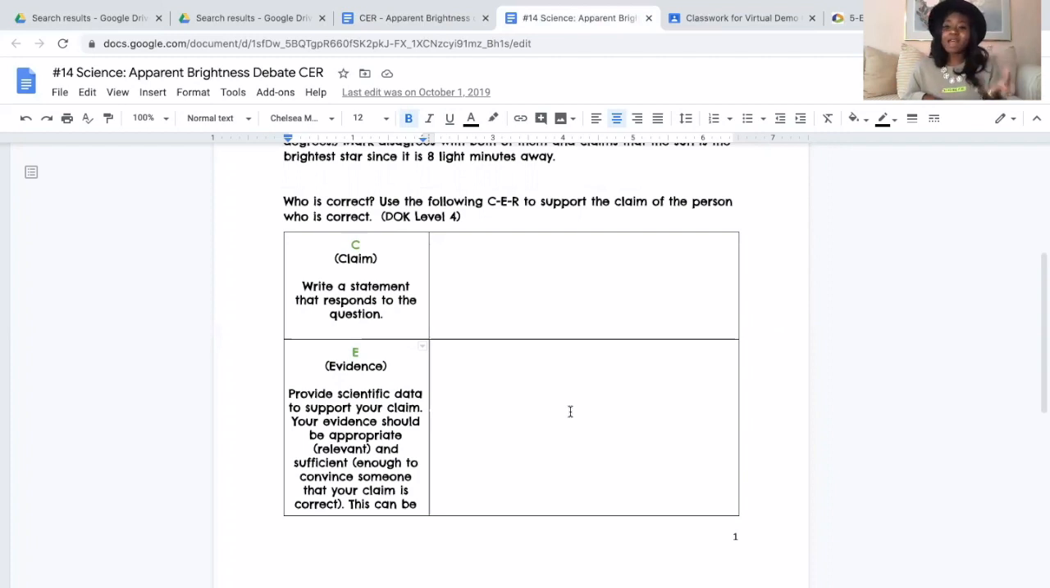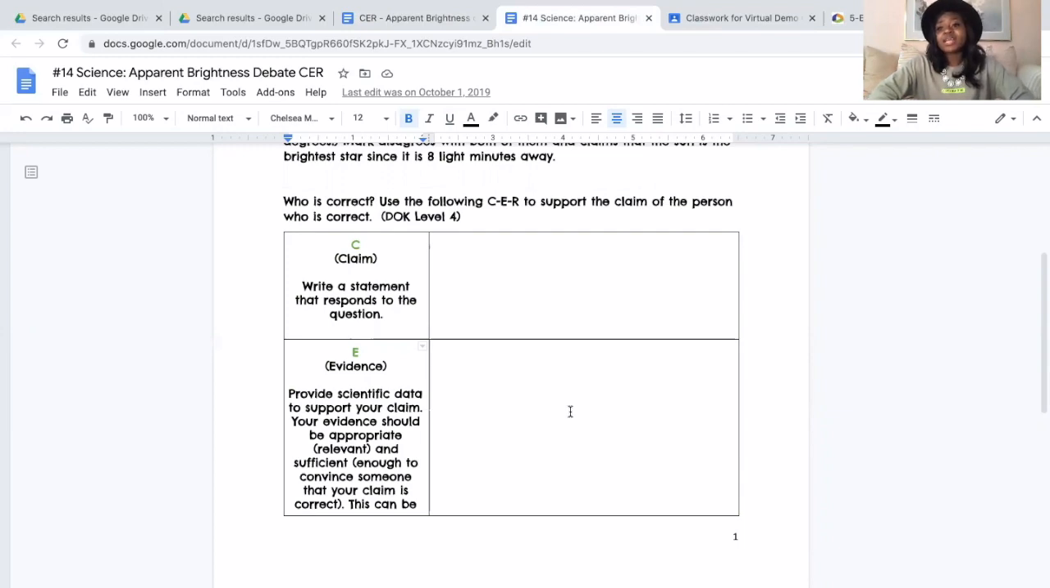I'll ask them to provide me with a claim. We may go back and forth about why their claim might be correct or incorrect. And we just work through the process together until I notice that the students are comfortable enough to do their CER independently. So that is information about CERs, which are amazing strategies that can be used to assess students' understanding and to engage students in science instruction.